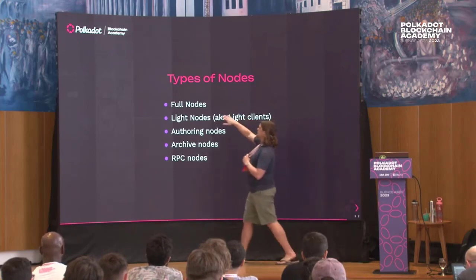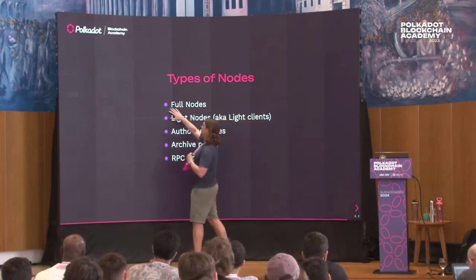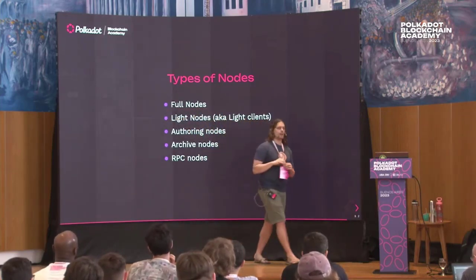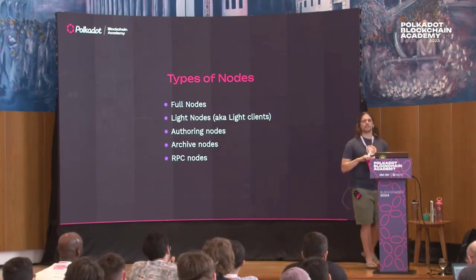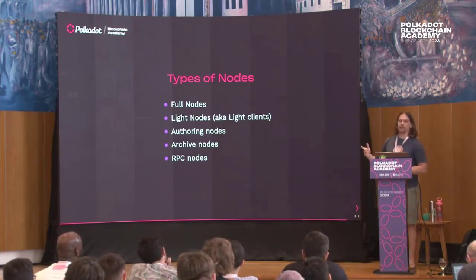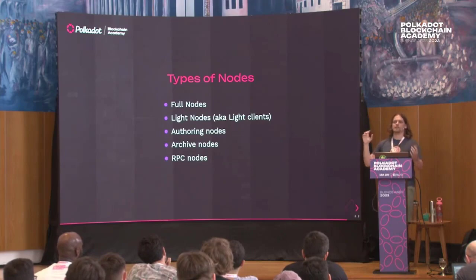So full nodes. I would say this is the most common or default kind of node. What it does is it runs a transaction pool. It gossips transactions, it gossips blocks. When it hears about blocks, it executes them, it stores some recent states, and it follows consensus.